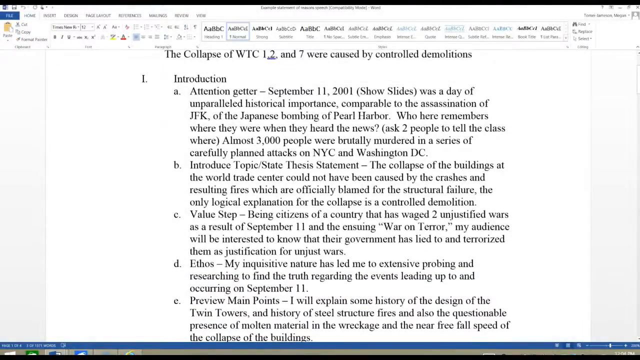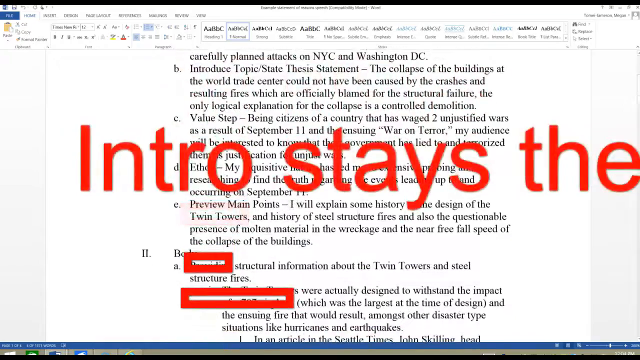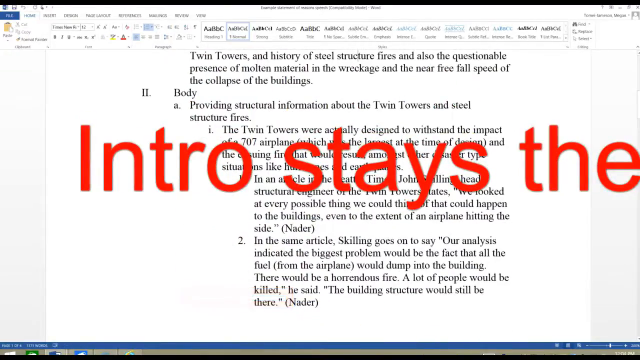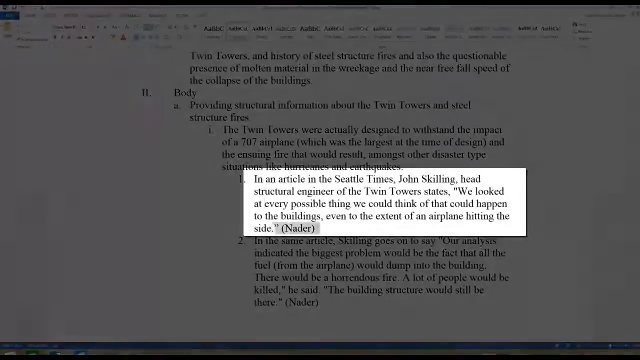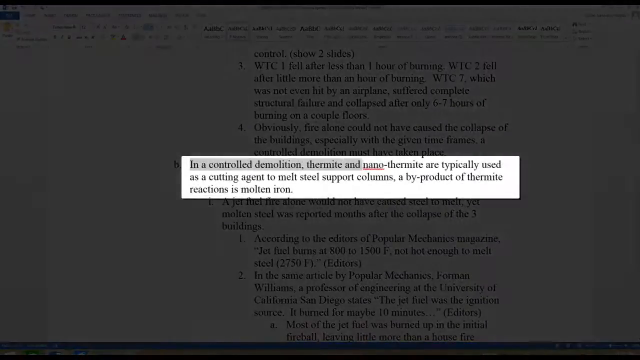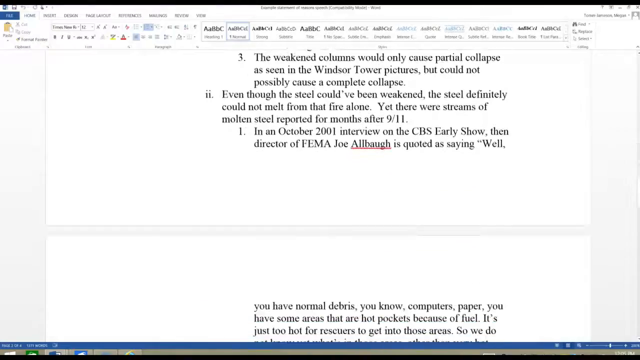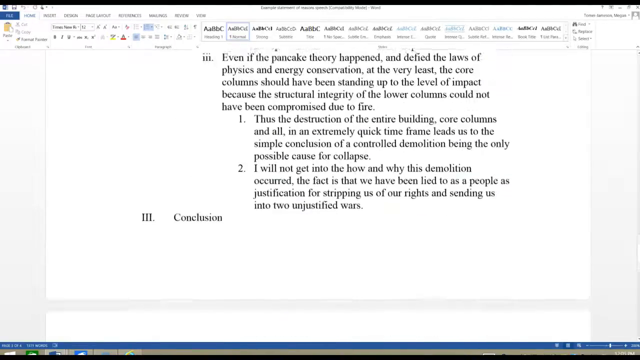The introduction is actually the exact same. Attention getter, thesis statement, value step, ethos, preview. None of that changes. What you're going to be focusing on for statement of reasons is providing reasons. So the first one they have is about structural information. They use research. Notice they're quoting their sources here, by the way. And then the next one is using the particular material that was a melting agent. And then they bring up another reason about the actual material and the speed with which it fell. So these are all different things that they're utilizing.